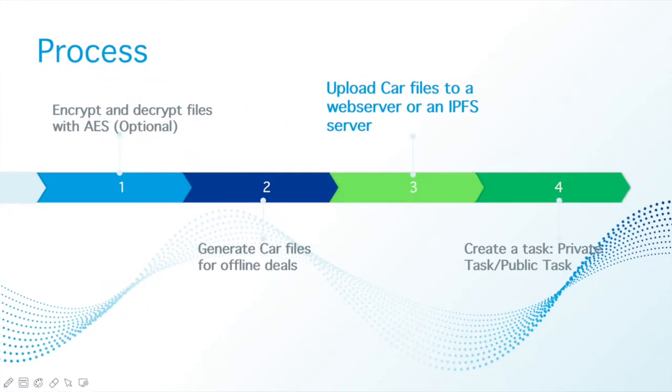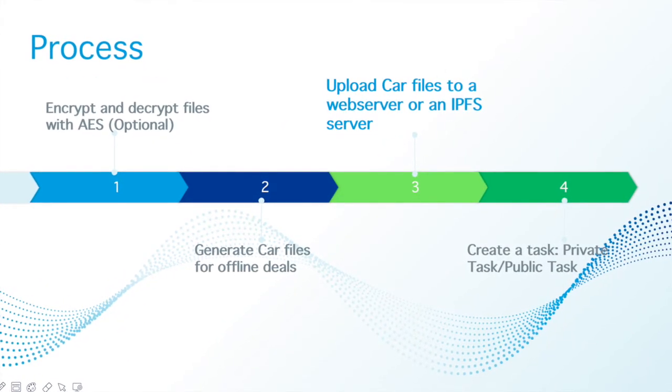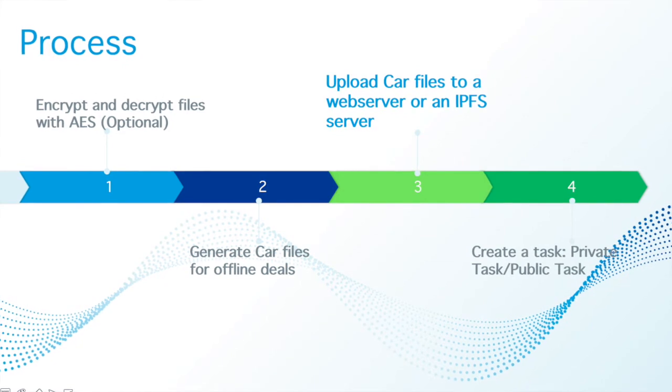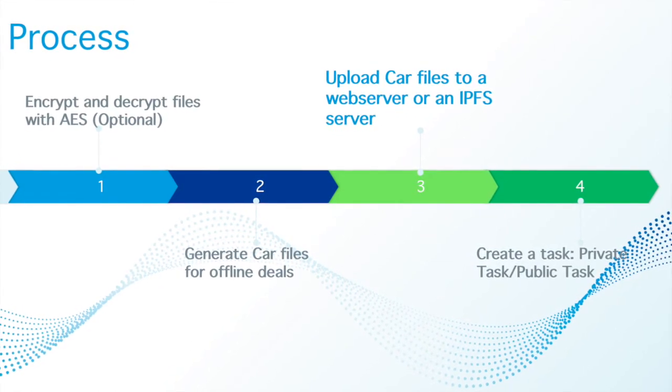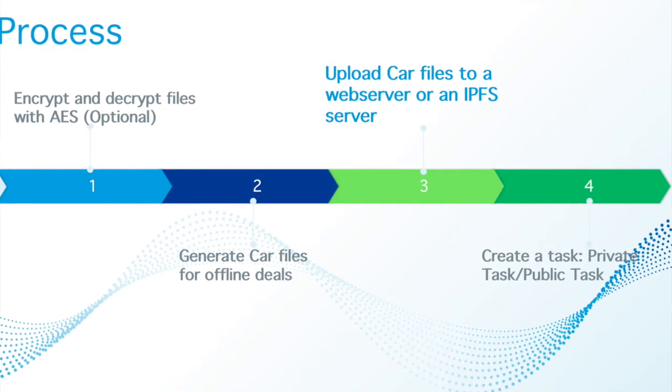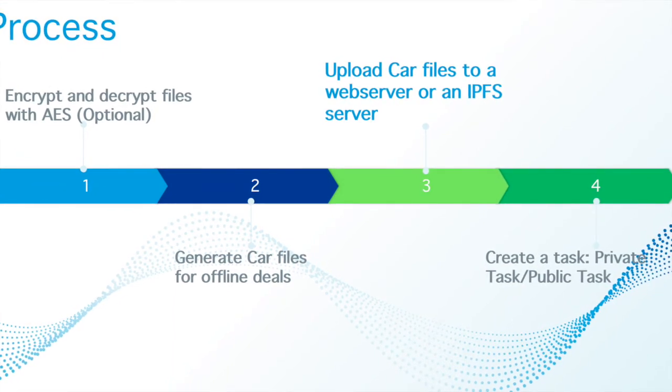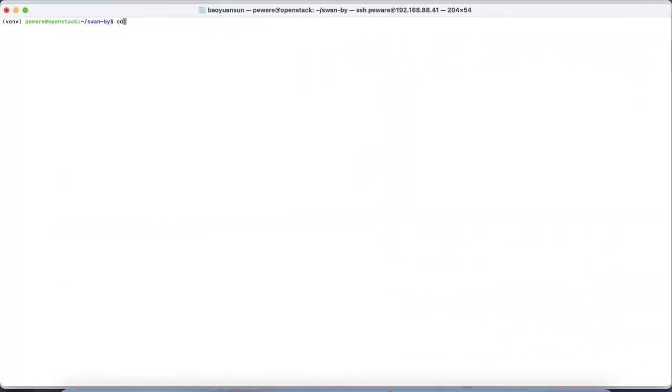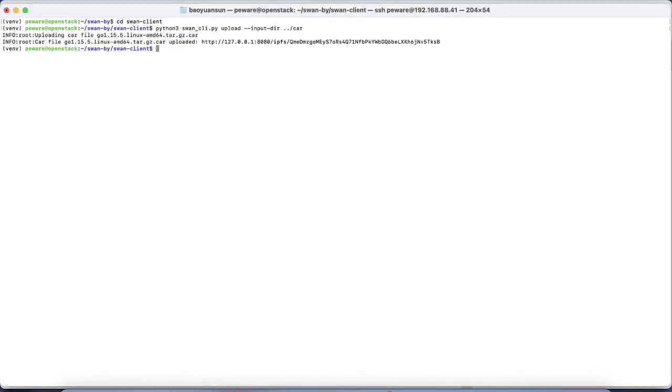After the CAR files are generated, the next step is to upload them to a web server or an IPFS server in order for providers to download your CAR files. To upload to a web server, you will need to upload the files manually. Otherwise, you can upload the files to a local IPFS server by using FilSwan client. You need to make sure you are running an IPFS server locally. If you choose to use this method, remember to edit your IPFS gateway in the config file.